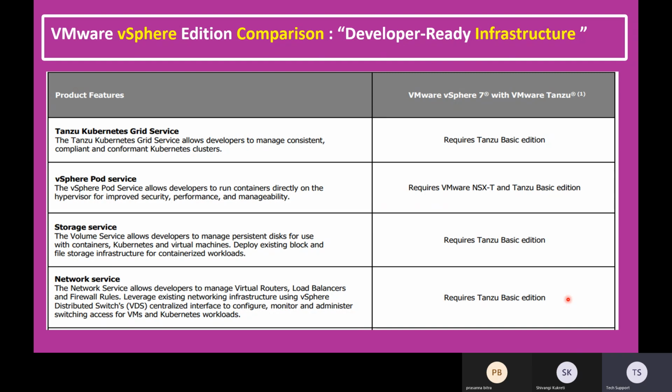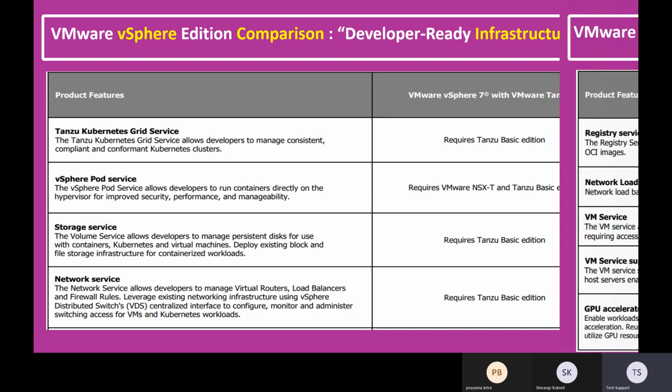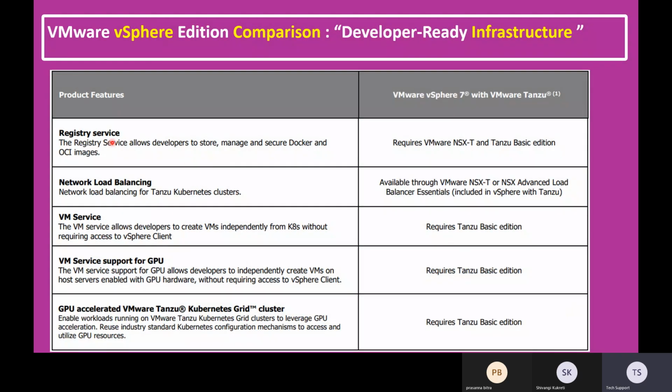Okay, there are some additional developer-ready infrastructure features. This includes a registry service, network load balancing, a virtual machine service, and virtual machines with GPU support. GPU means graphical processing unit, and also a GPU-accelerated VMware TKG cluster. To configure all this, as a minimum license we require a Tanzu Basic Edition license. Basic Edition license means vSphere 7 with VMware Tanzu license.